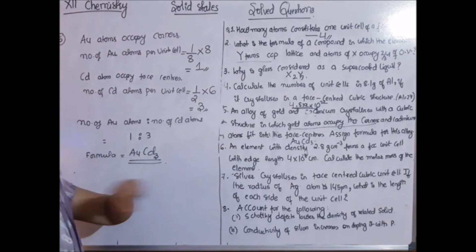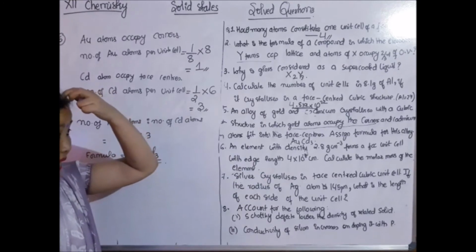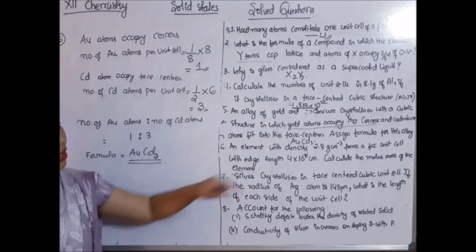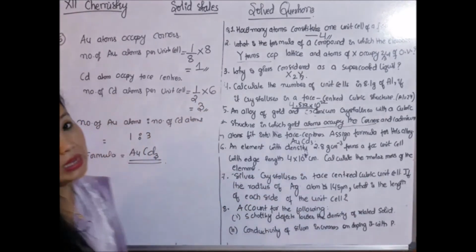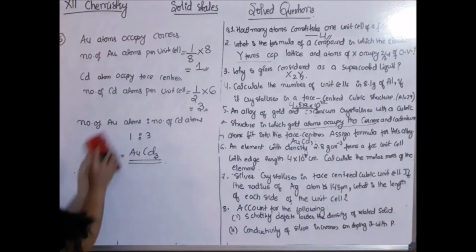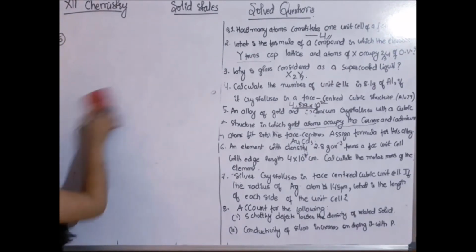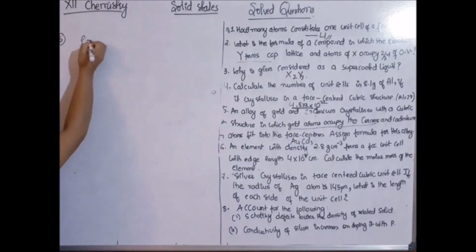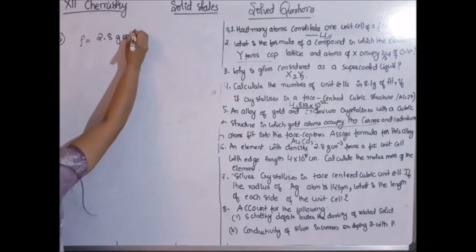Now next is your 6, okay? An element with density 2.8 gram centimeter inverse cube forms a face-centered unit cell with edge length 4 into 10 to the power minus 8 centimeter. Calculate the molar mass of element. So now note down whatever data are given in the question. So what is given? First measure density. So it is your 2.8 gram centimeter inverse cube.